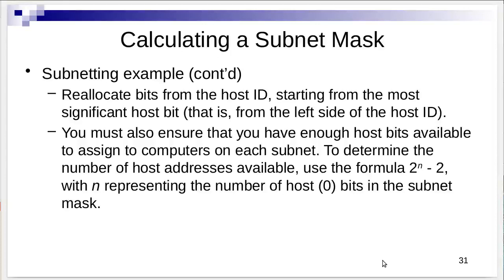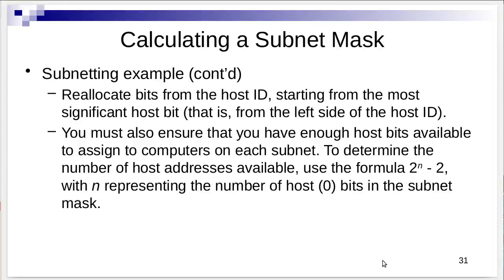You're going to say that you have 6 bits from the host ID part that you're going to use to create subnets. You're reallocating the host ID bits, and you start from the most significant host bit, that is from the left side of the host ID. So try to remember that. You're allocating bits from the left hand side of the host ID part. It's easier to see when you see an example.